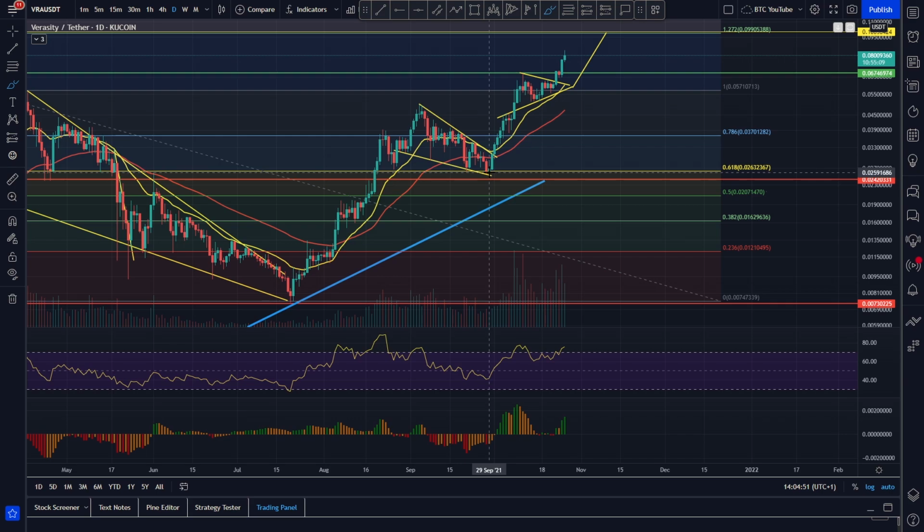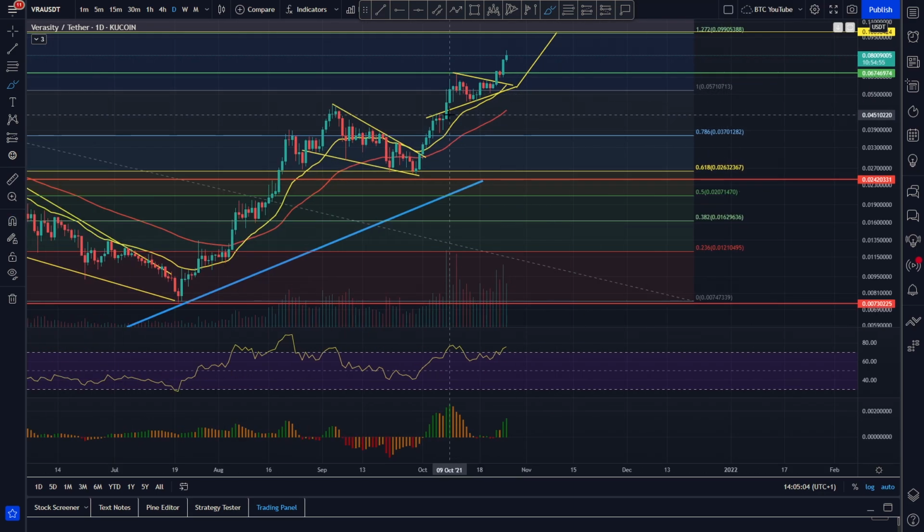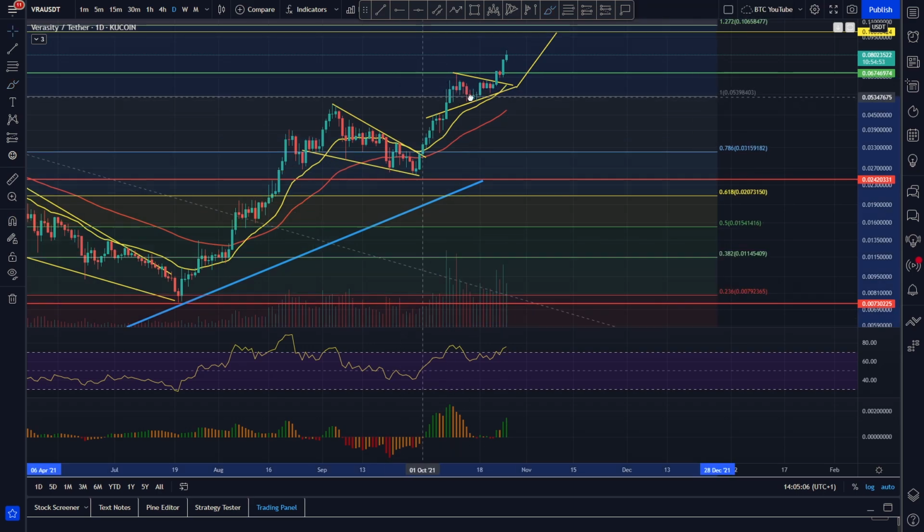We're coming into October looking very bullish, absolutely smashed through the descending wedge, come all the way up, consolidate a little bit here in and around that 4.5 cent psychological level. We break all the way up to a new all-time high of 6.7 cents. And then we had a little bit of a coiling motion for the past few weeks, haven't we, for Verasity?